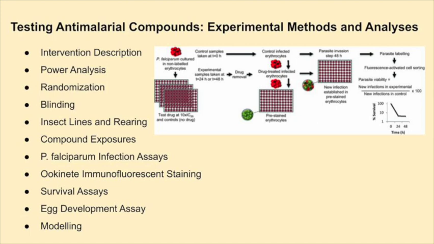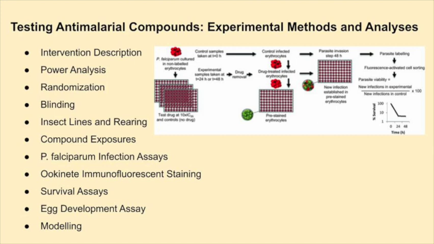an accurate assessment. P. falciparum infection assays were conducted by exposing mosquitoes to compounds and then to parasites, followed by a rigorous assessment of infection prevalence and intensity. They also used ookinete immunofluorescent staining in order to detect the parasite forms within the mosquito midguts. Survival assays were conducted to evaluate both acute and long-term survival post-exposure to compounds.